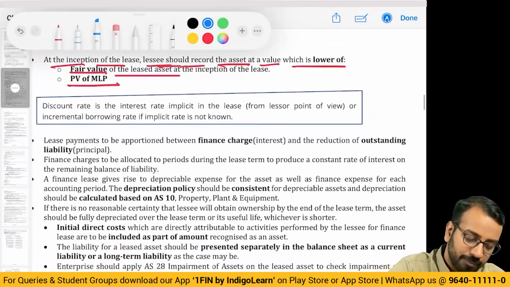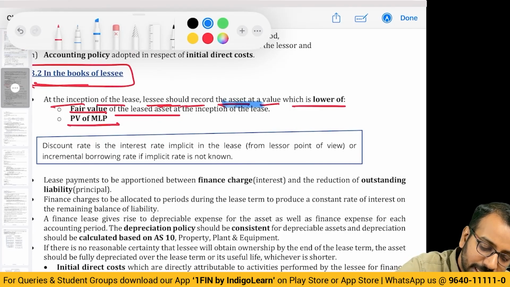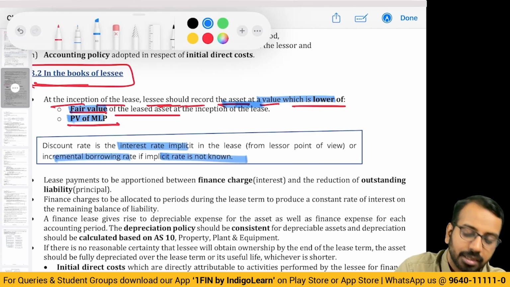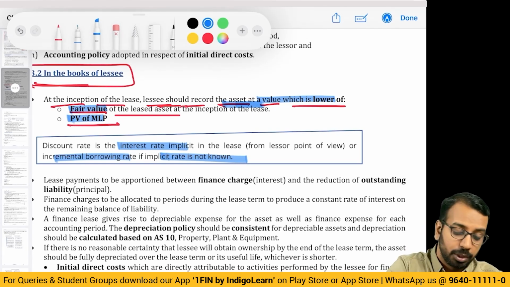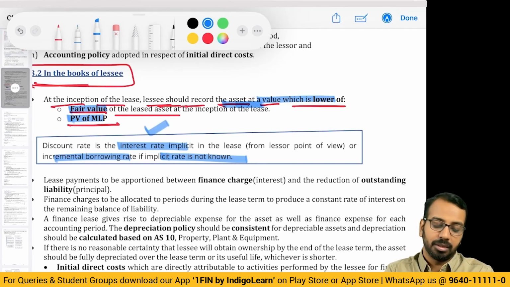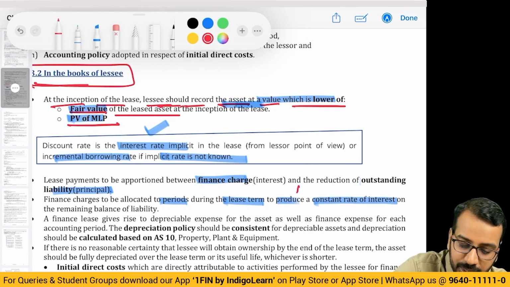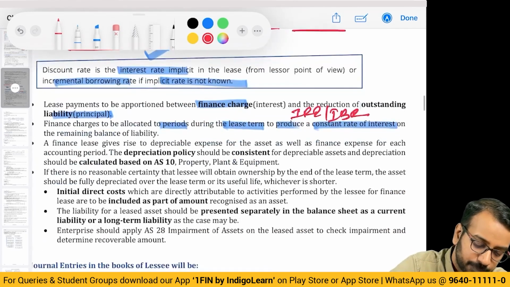So in the books of lessee, at the inception, we should record the asset at value which is lower of fair value and present value of minimum lease payment. Discount rate is IRR or incremental borrowing rate if the IRR is not known. Okay, so if both are known, you will always take implicit rate in the lease. Lease payments will be apportioned between finance charges and principal. Finance charges will be allocated to a period during the lease term to produce a constant rate of interest. So this is basically your IRR or incremental borrowing rate that you use.